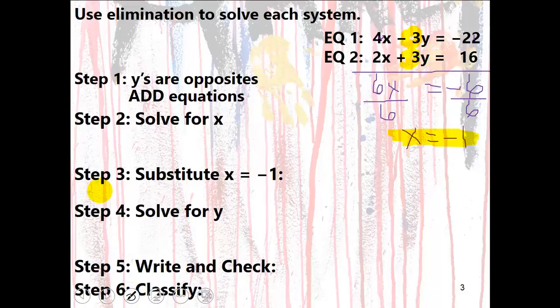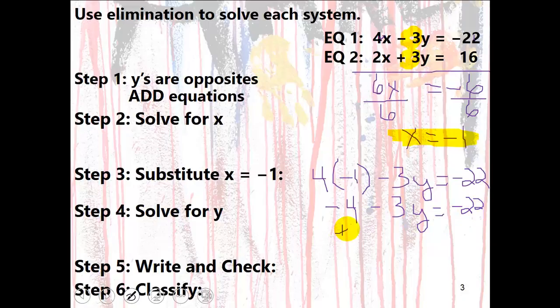So now I'm going to go 4 times, I'm using the first one, 4 times -1 minus 3 times y equals -22. This is -4 minus 3y equals -22. I'm going to add 4. And I get -3y equals -18. So what's y? y is going to be 6. So I get the ordered pair (-1, 6).